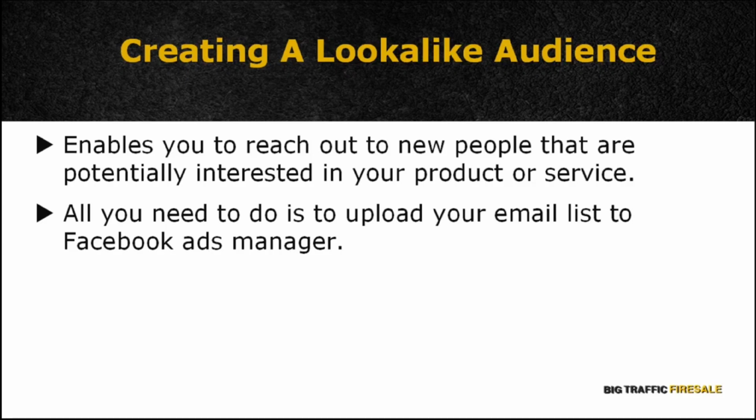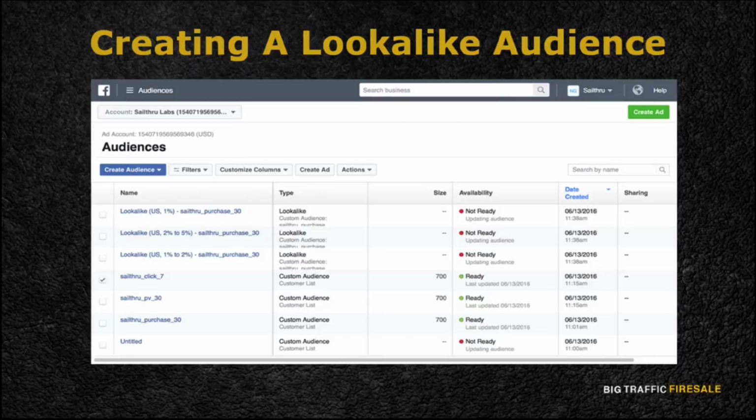All you need to do is to upload your email list to Facebook Ads Manager. To begin creating your lookalike audience, head over to your Adverts Manager at your Audiences section. Then click Create Audiences in the top left, and then select Create a Lookalike Audience from the drop-down menu. Next, choose Custom Audience and select Customer File.